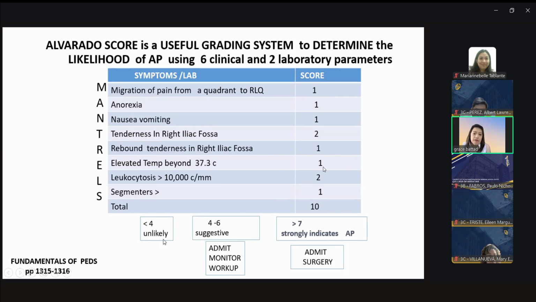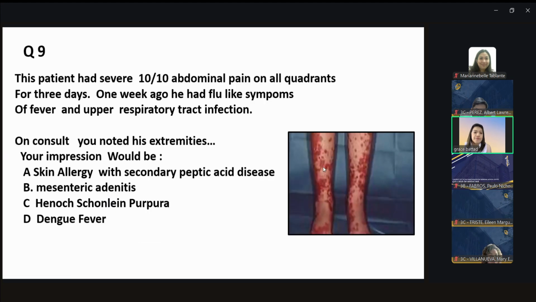If you have less than 4, most likely you can send the patient home, but try to tell the mother we might be in the early stages yet, so there is just observation. Here, 4 to 6, you're not yet sure, admit and monitor. Here, more than 7, admit, refer to surgery, and they check for re-evaluation.